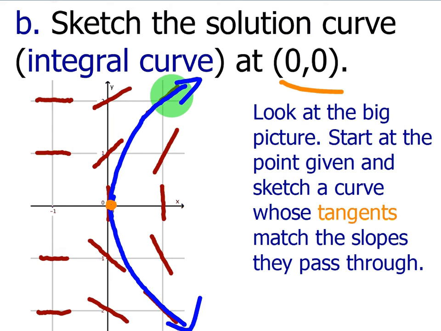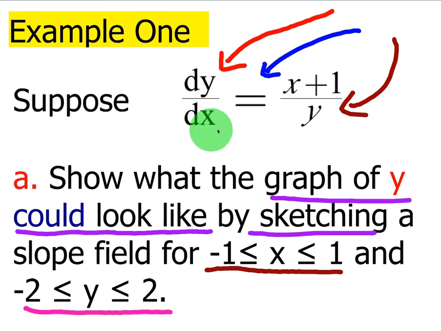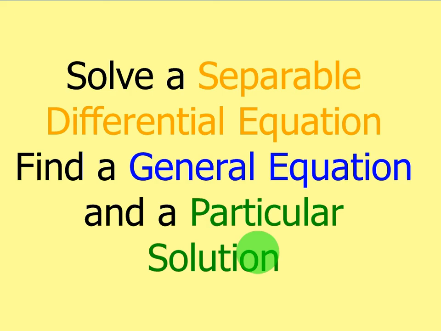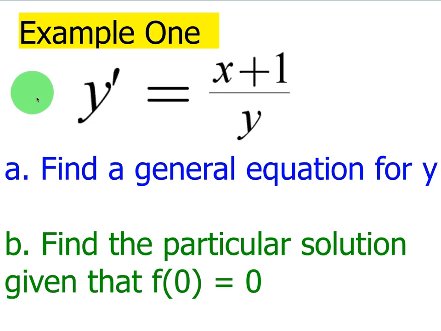So going back to slope fields, I want to talk about this solution curve we sketched at (0, 0) for the equation dy/dx equals x plus 1 over y. I talked about in that video the fact that we can actually solve and figure out an equation for the solution curve given that differential equation, which is what we're going to do. So first off, we're going to find a general equation, and then we're going to find a particular solution. So without further ado, let's read this example together.